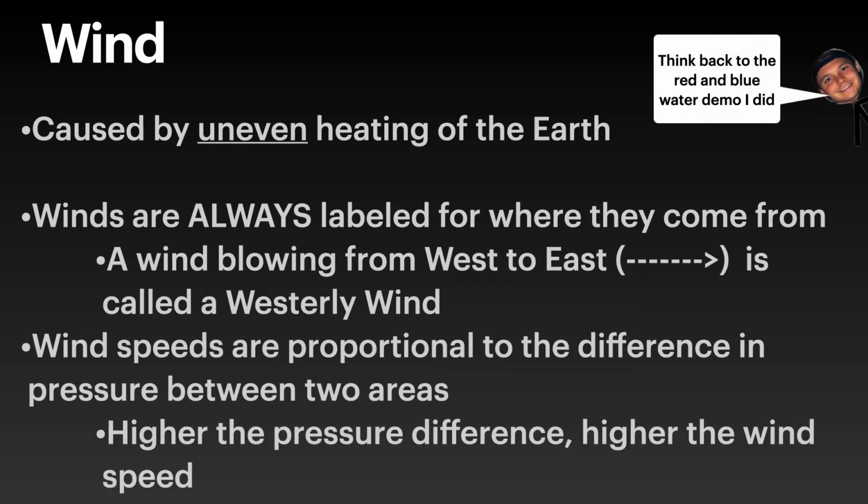This can also be explained or visualized by thinking back to the red and blue water demo that I did in last week's videos, okay? Since I had the boiling water on one side and the cold water on the other, I created uneven heating in that bin. And I colored the water so that you could see the flow, and you saw that instead of just mixing randomly, it started to swirl around in a circular pattern similar to a convection current.